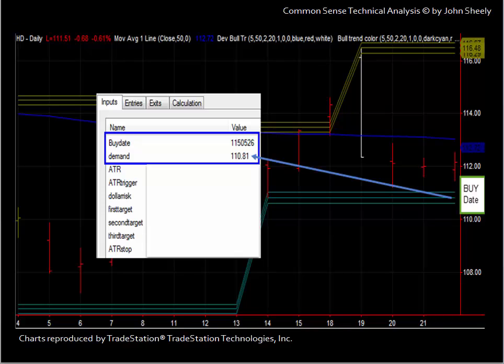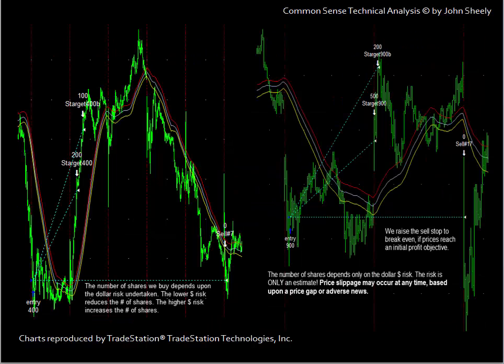This chart illustrates the 2 inputs: the buy date that can only occur on the following trade date and the demand price for the previous swing low price. There are several long entries in our chart.